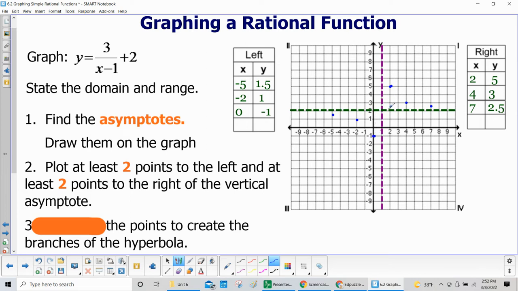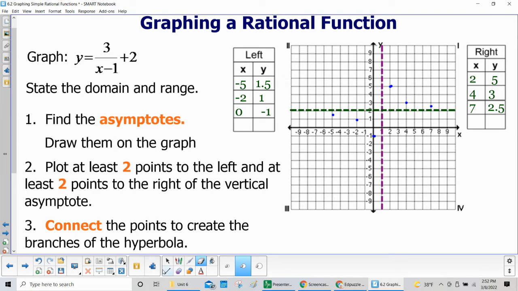This one's 1, 2, 3 away. This one's 1, 2, 3 away. This is 1 point away. This is 1 point away. This is a half point from that symmetry from the asymptote. Same thing here. So the last thing we do then is, I'm sure you probably guessed it, we connect the points to create these nice smooth branches of our hyperbola.